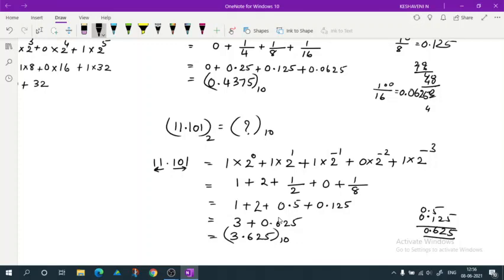So I hope you have understood how to convert binary to decimal, even if you have a decimal point. After the decimal point, you have to take it as 2 to the power of minus 1. Before the fraction point you have to consider it as 2 to the power of 0.